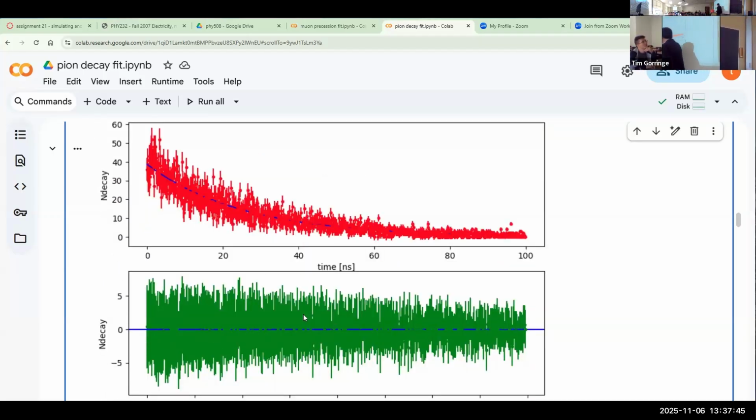And then in green here, these are the residuals. These are the differences between the fit and the data. This is really the residuals vector, this large residuals vector. That is the component that's orthogonal to the model space, but it's just noise. That's all we're seeing orthogonal to the model space. We're not seeing any systematics here.